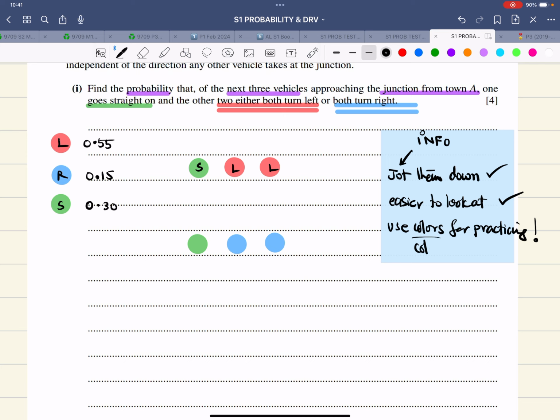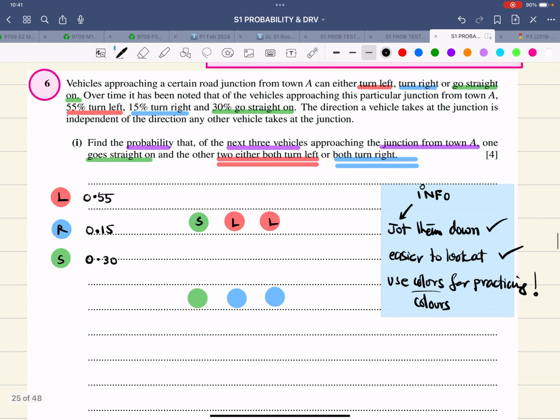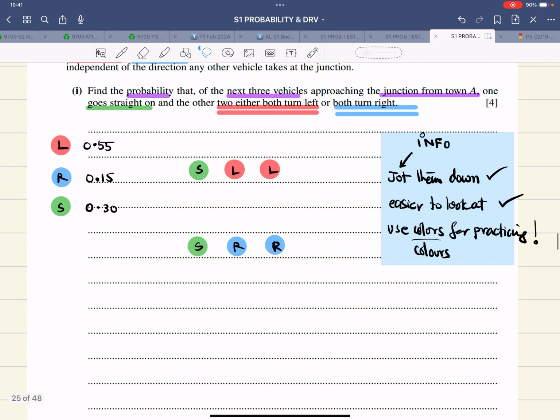It could be these colors, it could be those colors. That's your choice. Which spelling are you choosing? So straight, left, left, or straight, right, right. So let me multiply it out. This is straight is 0.30 into L, that is 0.55 into 0.55. And this one is 0.30 into 0.15 into 0.15. So if I evaluate this answer, let me grab a calculator.